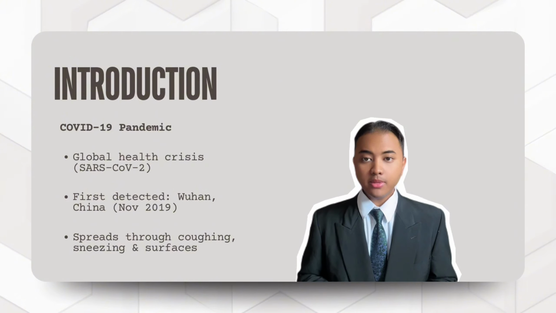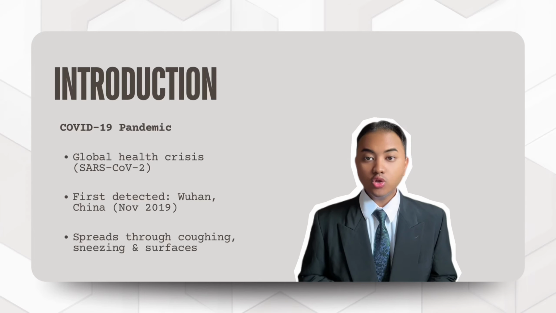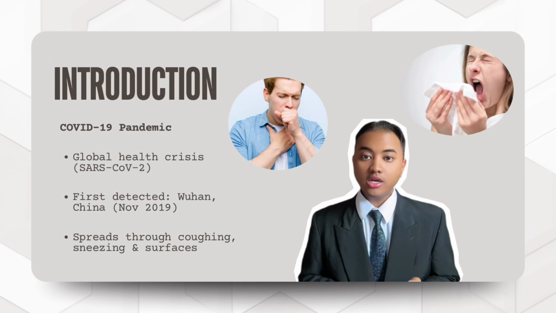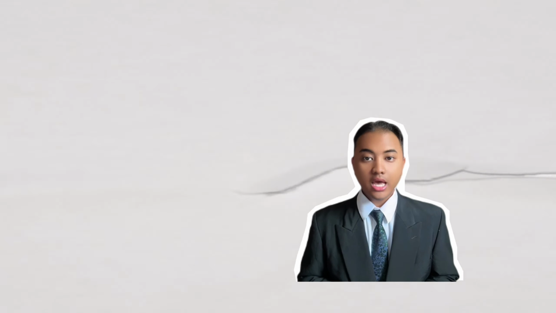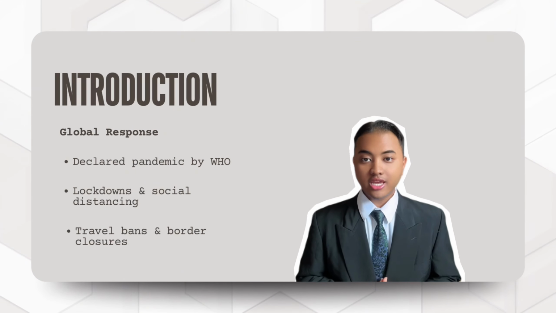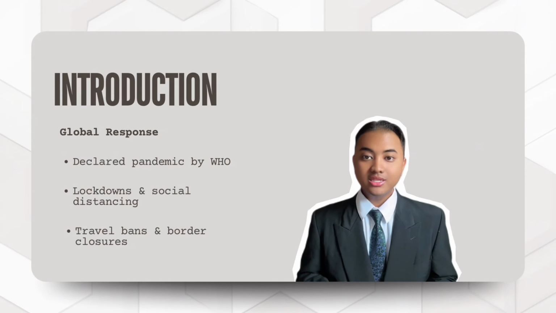The COVID-19 pandemic is a global health crisis caused by a virus known as SARS-CoV-2. It was first detected in Wuhan, China in November 2019 and spreads easily through coughing, sneezing, and contact with contaminated surfaces. Because of its fast transmission, the World Health Organization declared COVID-19 a global pandemic. This pandemic not only affected public health but also severely impacted the global economy, especially the tourism industry.